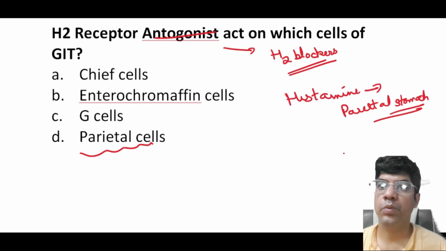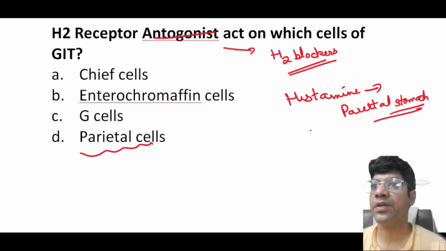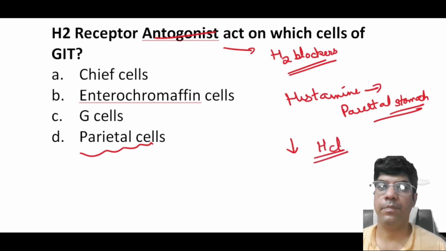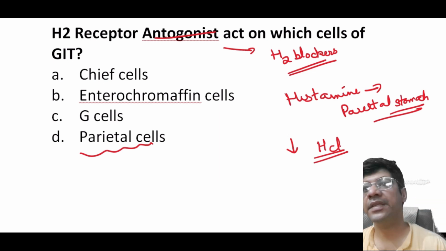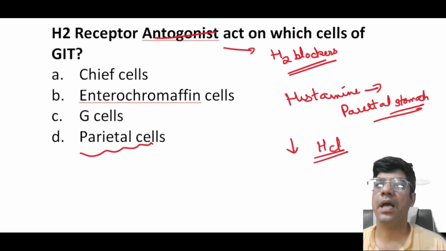By binding to its receptor on the parietal cells, these medications reduce the production of HCl. So that is beneficial in treating various acid related GIT conditions like GERD, peptic ulcers, Zollinger-Ellison syndrome, etc.